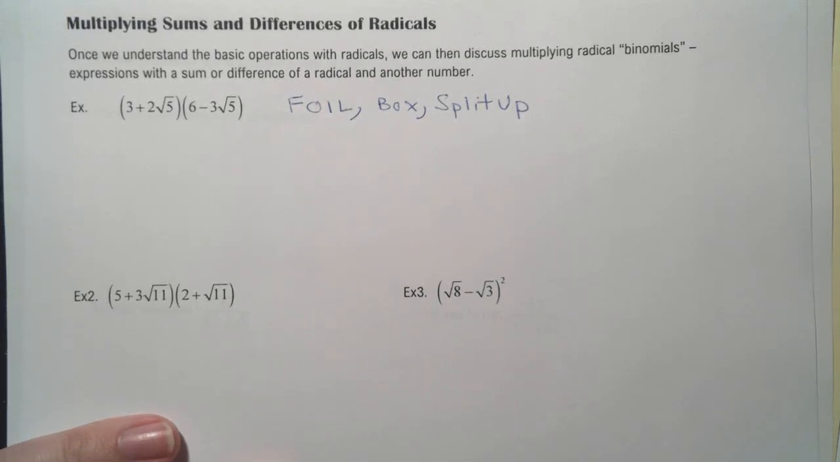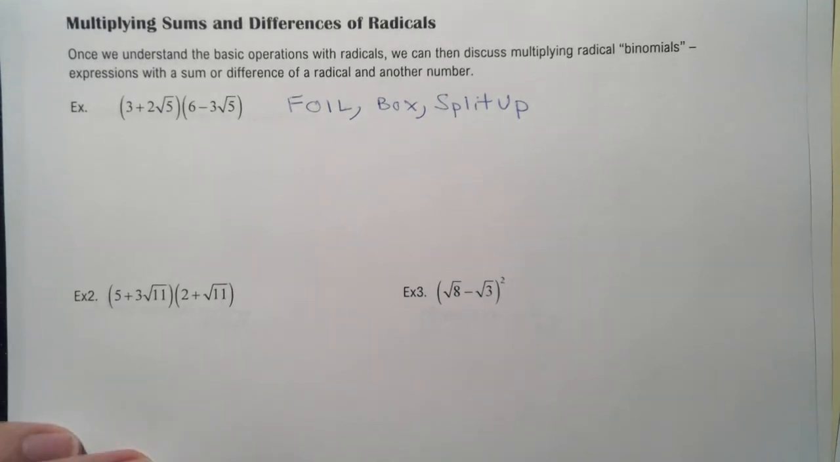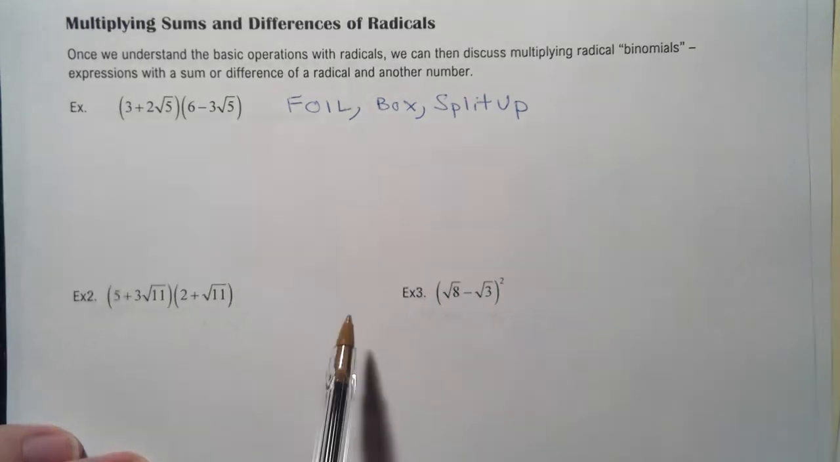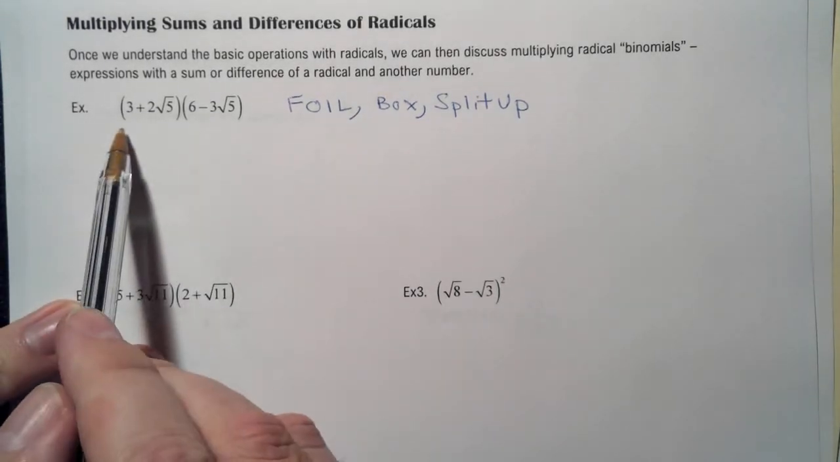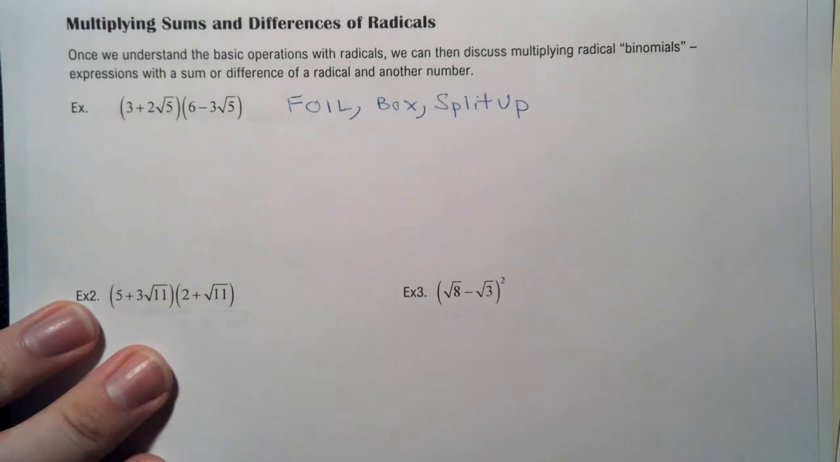Okay, once we understand basic operations with radicals, simplifying, how we can multiply and divide radicals that have the same index, how we can work with addition and subtraction with radicals, we can then move on and discuss multiplying radical binomials, which is to say expressions that involve a sum or difference of a radical with another number, whether that's another radical or an integer or possibly just some rational number. So here's an example, 3 plus 2 square root 5 times 6 minus 3 square root 5.